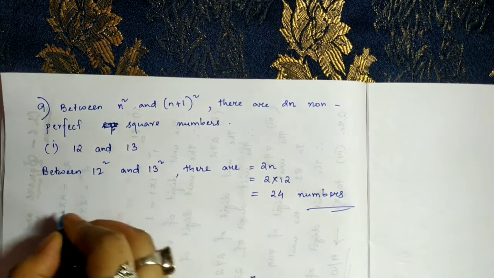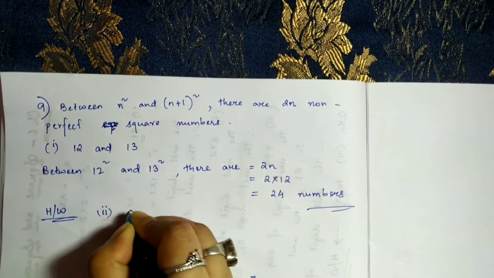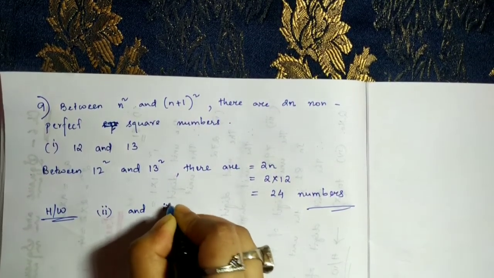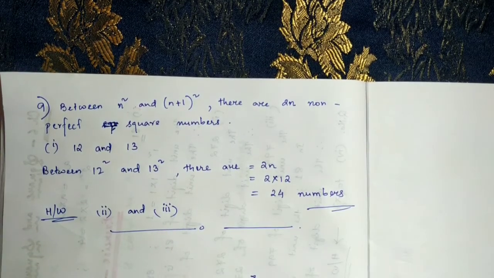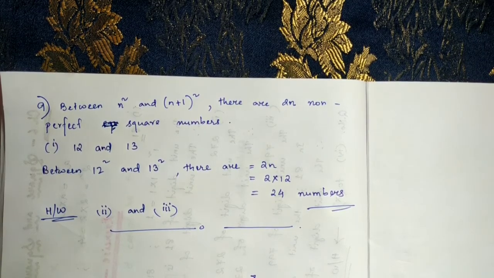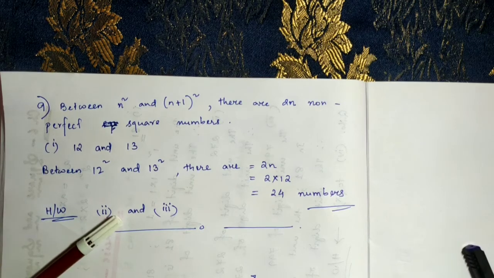Okay, so your homework from this will be question number 2 and question number 3. So I hope the explanation was helpful. The whole exercise has been explained here. Please try to do the sums that I have given you, so that you will understand and practice better. We'll continue with the remaining exercises in our next video.